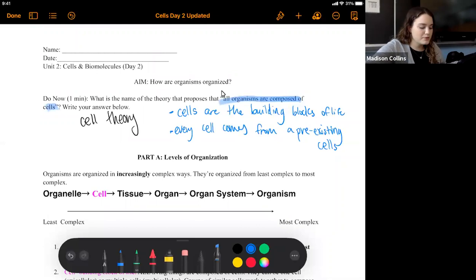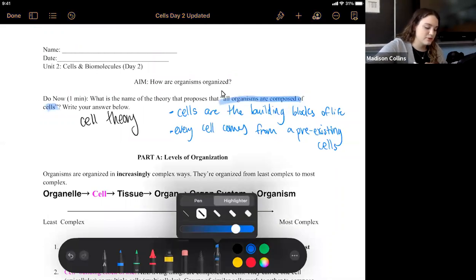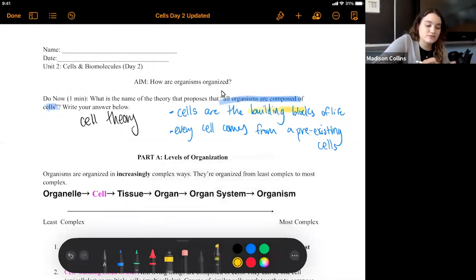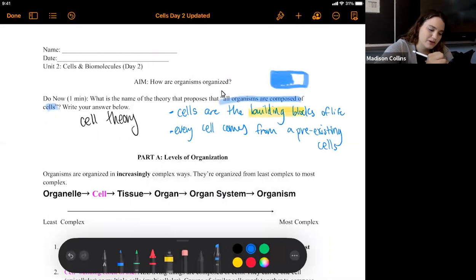Now, when we say building blocks, personally, I always think of Legos. And it actually makes sense, okay? Cells are the building blocks of life, just like Legos are building blocks, okay? So let's take a look at what that looks like. So if I have a Lego right here, what am I gonna do with that Lego?